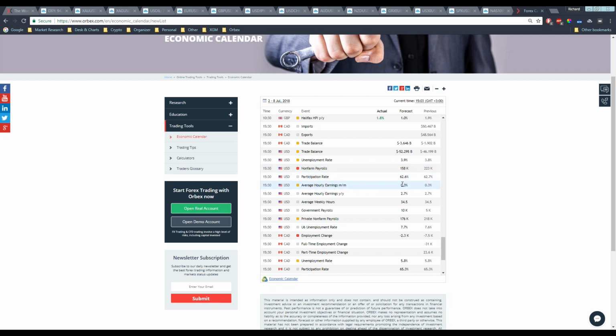Now the average hourly earnings, this is more important, in my personal opinion, but also the unemployment rate, which is expected to rise. So things are not looking good from the fundamental side. There's some sort of mixed data expected, towards the bearish side. Now we will see. We'll go on the charts now.